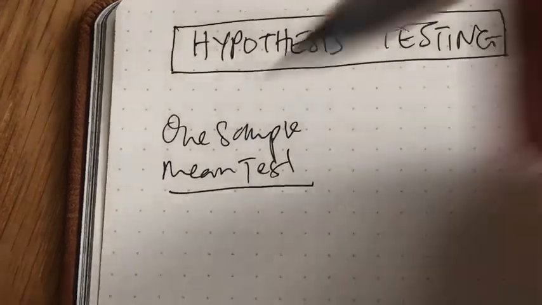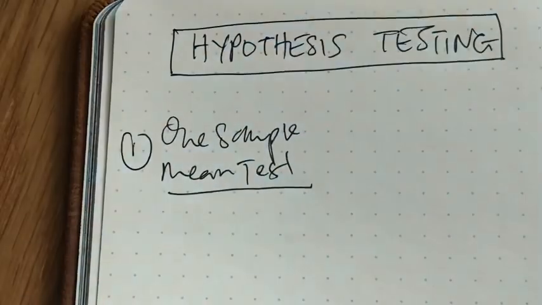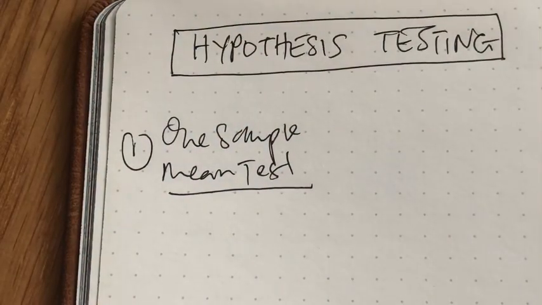In this video, we will do a little bit of review on all of the hypothesis testing that we've learned throughout the semester. The first test that we have learned is called the one-sample mean test. We use it when we want to compare the population mean against a hypothetical figure.